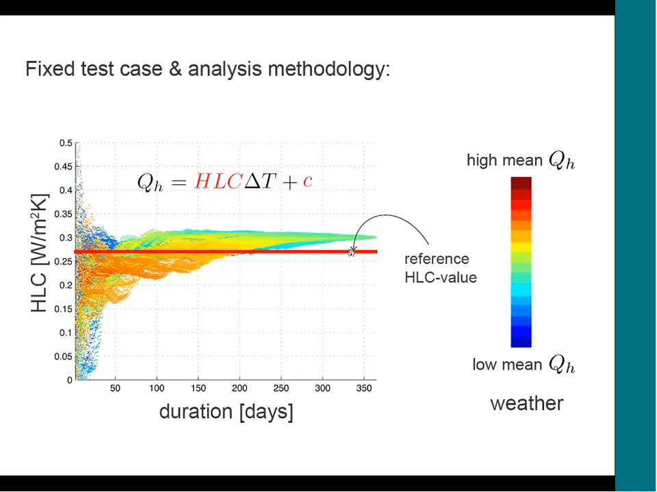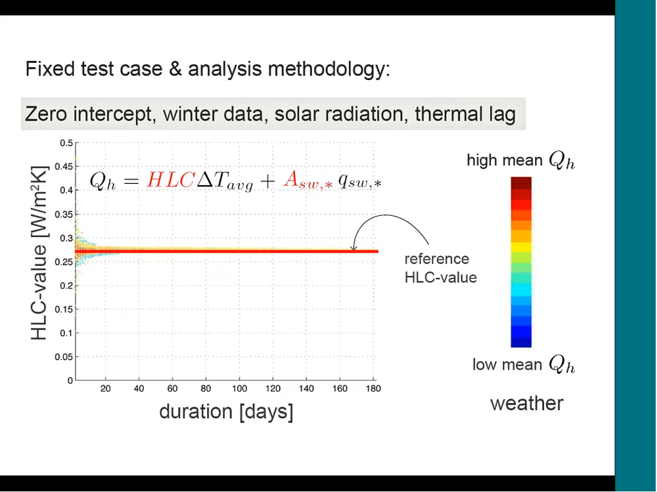So we will need to adapt our method to obtain reliable results more rapidly. The next graph shows you the result of applying a more complex model to the data. In comparison with the previous model, we've forced the regression line through 0. We've only considered winter data, so on average we have a high mean heating power. We've also included the influence of solar radiation, and the influence of thermal lag.